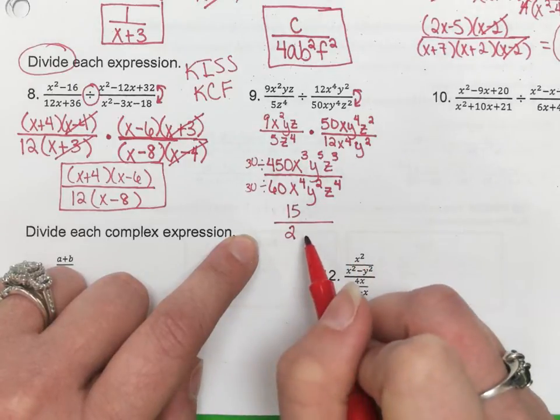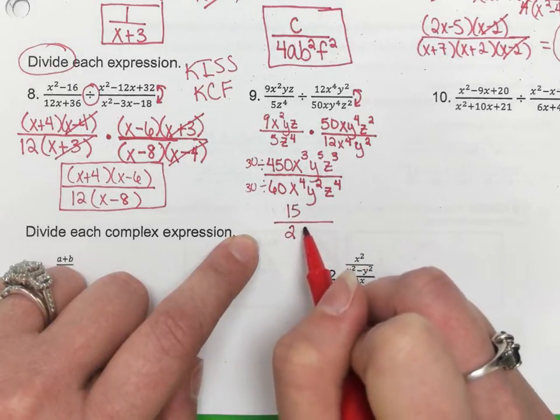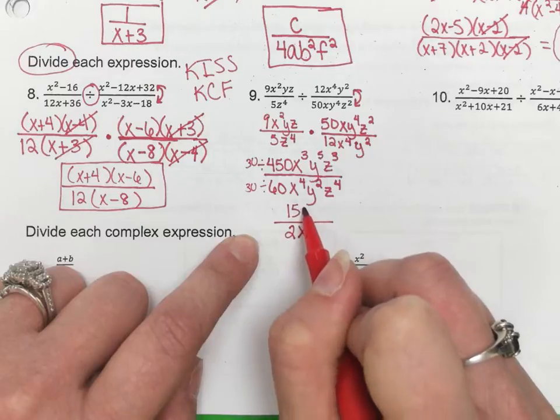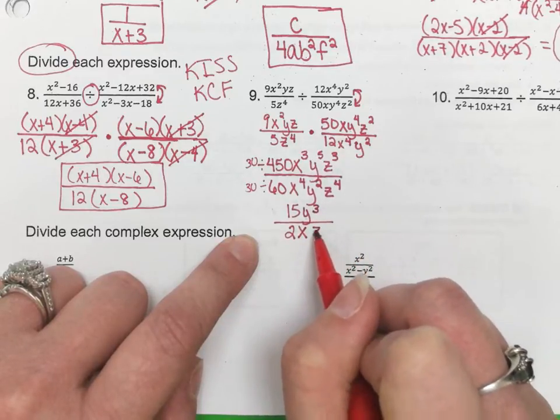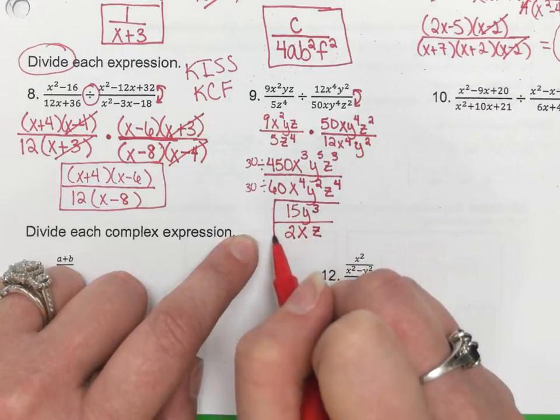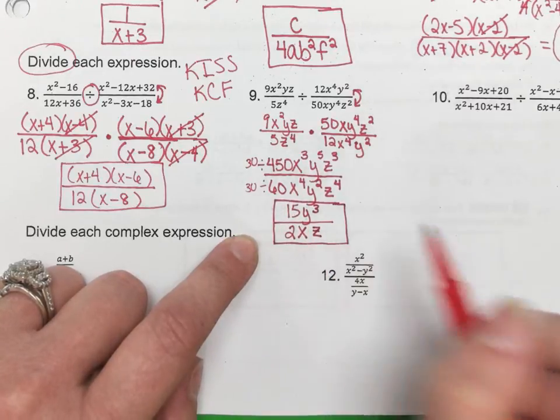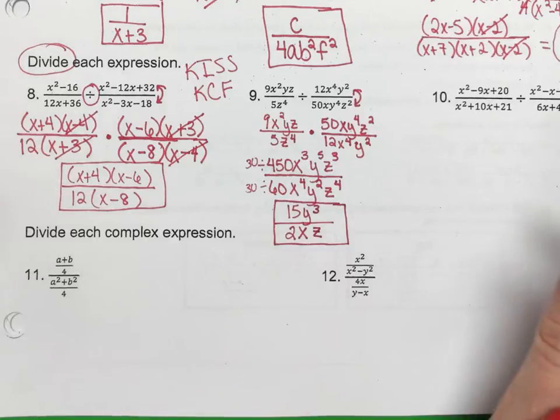2. X to the first goes on top or bottom? Bottom. Y to the third goes on top. And Z to the first goes on the bottom. Are y'all okay? Pretty simple stuff, right? Kind of, sort of.